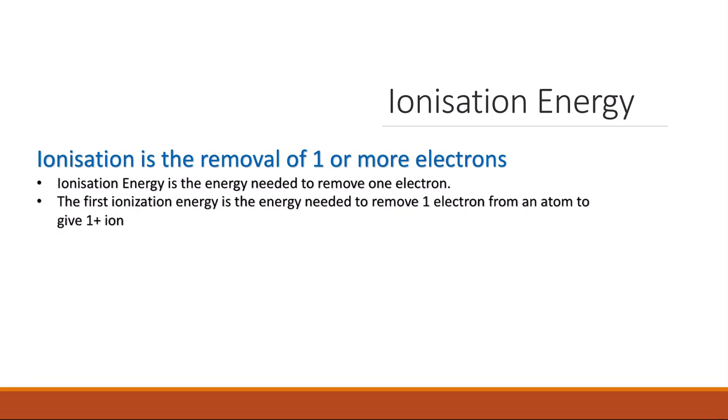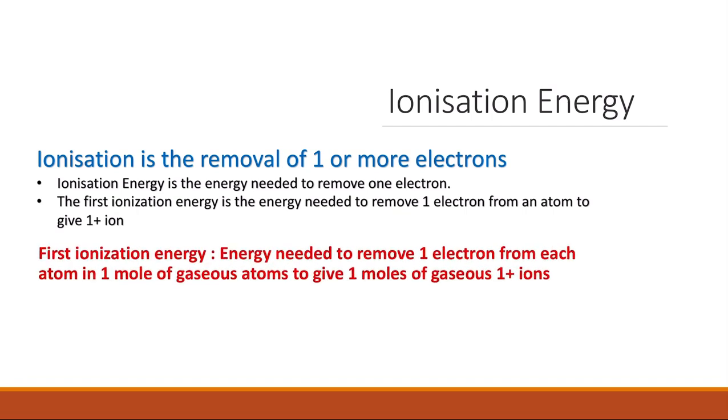So remember, for any element, there is more than one electron, except for hydrogen, which has only one electron. So we can have the first, second, and so on, different ionization energies. Each ionization energy represents the energy needed to remove one electron from an atom or from an ion. So let's look at the first ionization energy and how to define it.